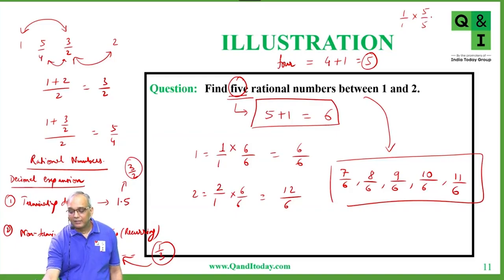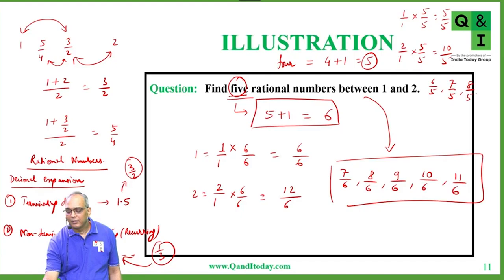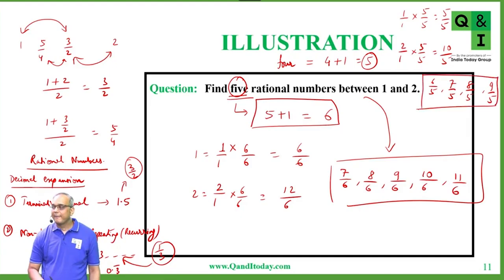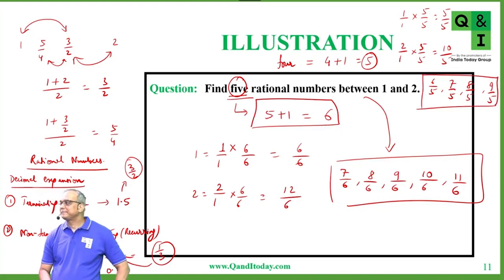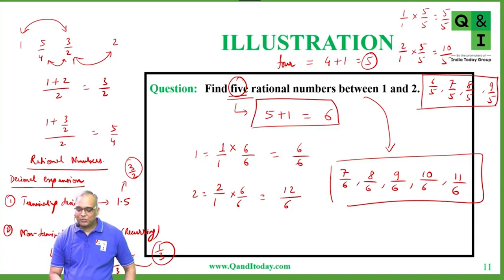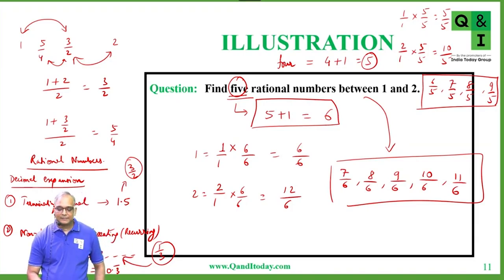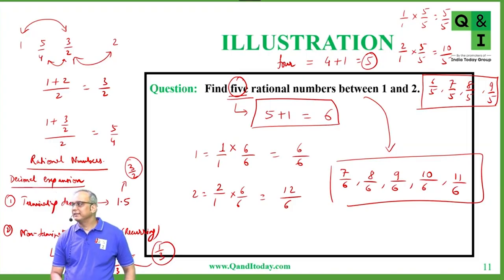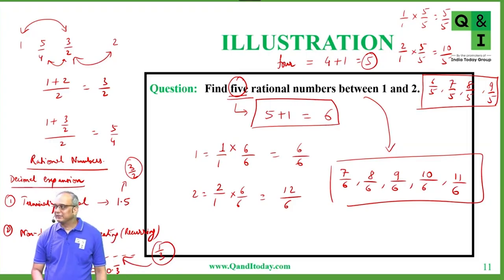So this will become 5 by 5 and 2 when multiplied by 5 is 10 over 5. And then we can have the numbers 6 by 5, 7 by 5, 8 by 5, and 9 by 5. So these are exactly 4 numbers. Is it clear? Is it clear, students? Yeah. Okay. Let's go ahead, students.